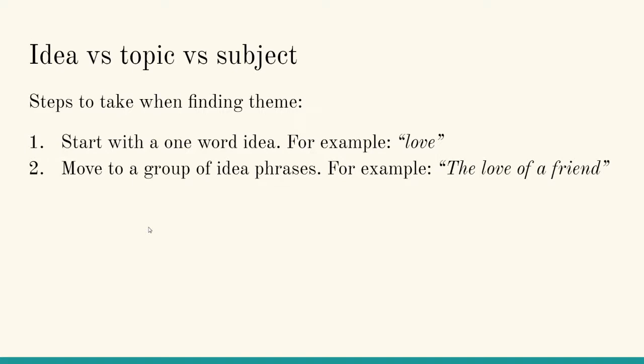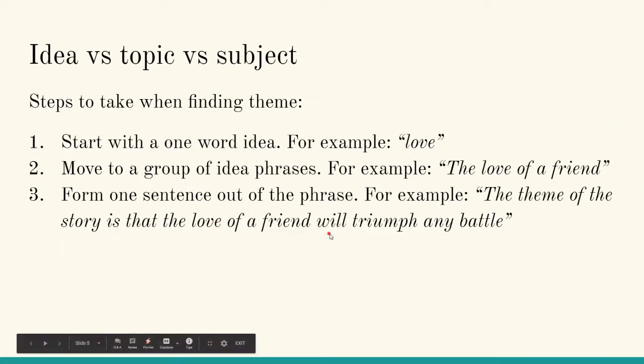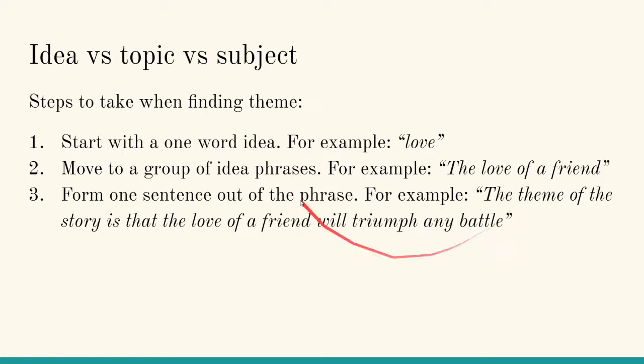You make a phrase. A phrase is not a complete sentence. The love of a friend. Okay, we're getting there. We're talking about friendship maybe a little bit more. So then we need to form one sentence. A theme is a complete sentence, so make sure it's always at least one sentence. Form one sentence out of the phrase. The theme of the story is that the love of a friend will triumph any battle. Friendship solves all problems, something like that. It started with just the word love, then we got the phrase love of a friend, and then we made a sentence out of it.